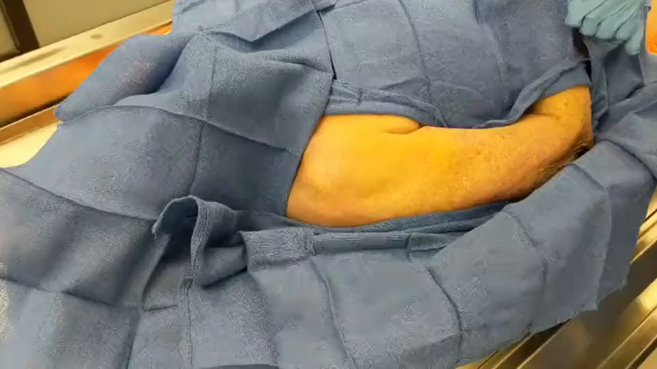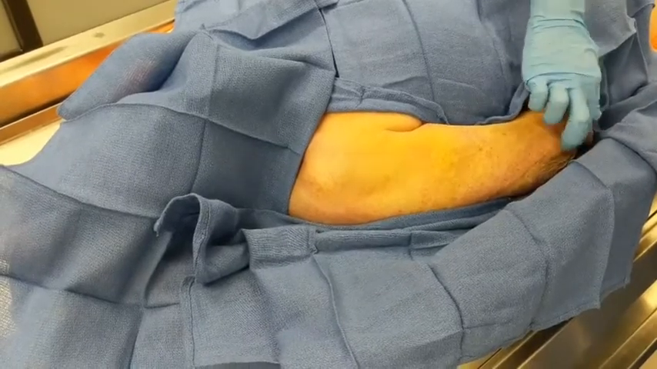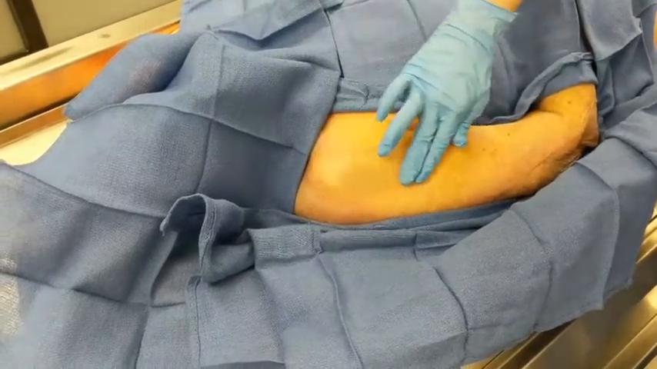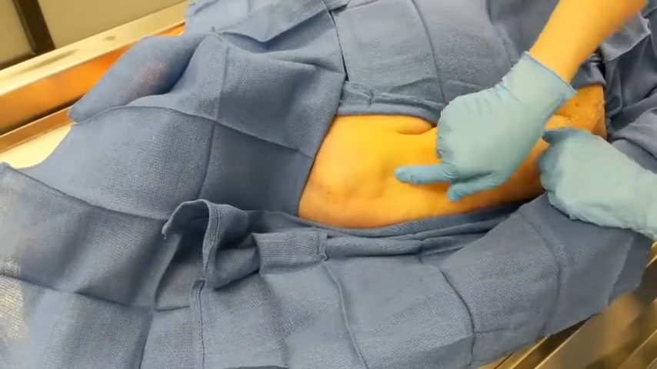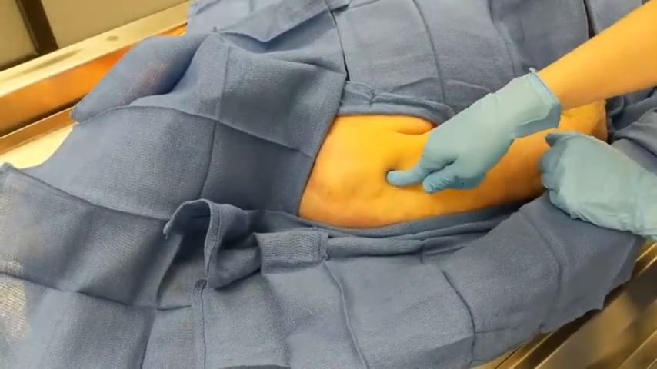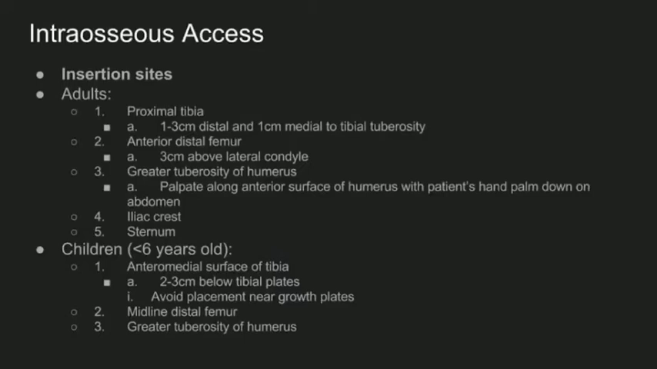For placement in the arm, the lateral condyle should be identified and the anterior surface of the humerus should be palpated until the greater tuberosity is identified. Palpate along to the inferior border of the greater tuberosity and place the intraosseous line at a 90-degree angle.